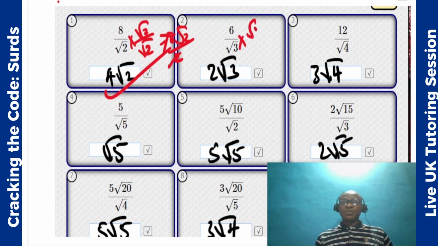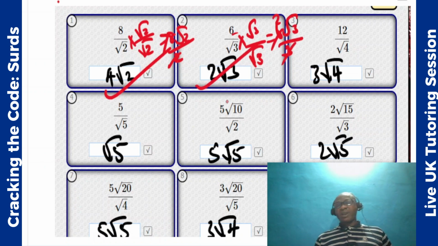Then here is root 3, then divided by root 3. So if you multiply the numerator, you get 6 root 3. At the denominator, you got root 3 times root 3 will give us 3. Therefore, 3 here will give us 2 root 3 is correct.